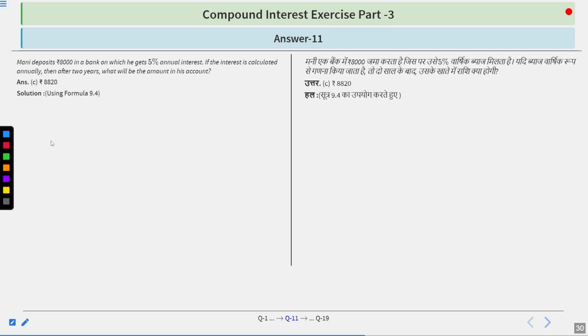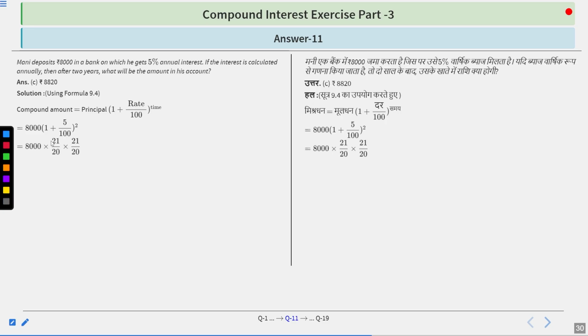Now the answer to this question is option C, rupees 8,820, and we are using formula 9.4 to solve this question. Compound amount is going to be equal to principal into 1 plus rate upon 100 power time, that is the formula. So putting the values of principal, rate and time, we get 8,000 into 1 plus 5 upon 100 whole square. That is equal to 8,000 into 1 plus 5 upon 100 is 21 upon 20, power is 2. So we have written 21 upon 20 into 21 upon 20. That is going to be equal to 20 into 441. That is rupees 8,820. So option C is the correct answer.